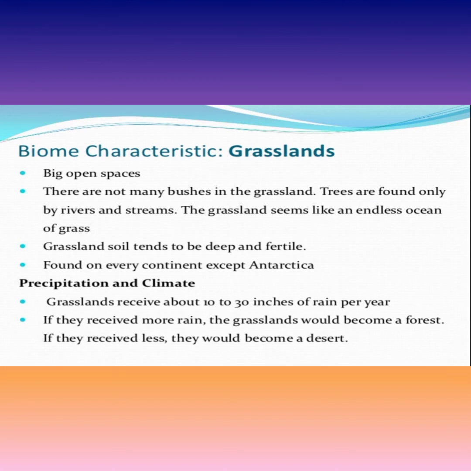Then biome of a grassland: big open space. There are not many bushes in the grassland. Trees are found only by rivers and streams. Grassland seems like an endless ocean of grasses. Grassland soil tends to be deep and fertile, found on every continent except Antarctica. Precipitation and climate: grasslands receive 10 to 30 inches of rainfall per year. If they receive more rain, grassland will become a forest. If they receive less rain, it will become a desert.